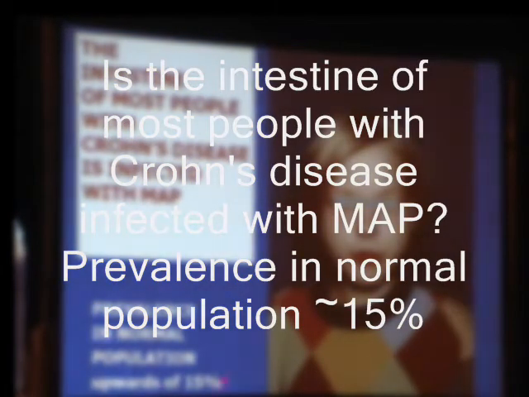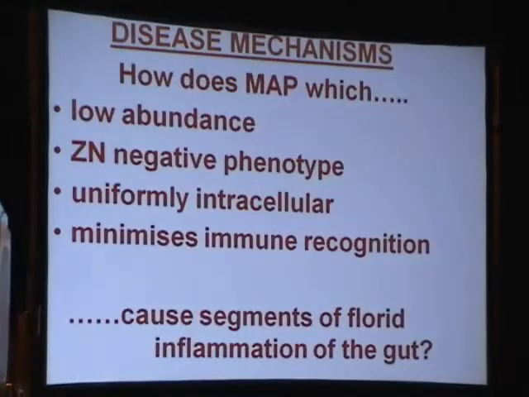This question here, the prevalence in the normal population, is upwards of 15%, but we can expect to find very variable data, influenced by strain of organism and geographical location, amongst other things.